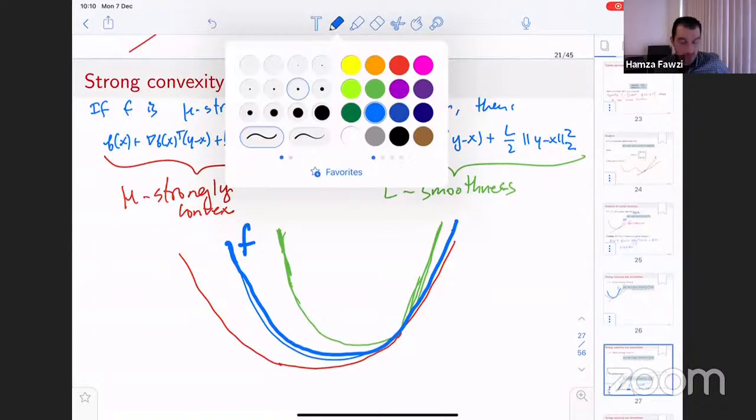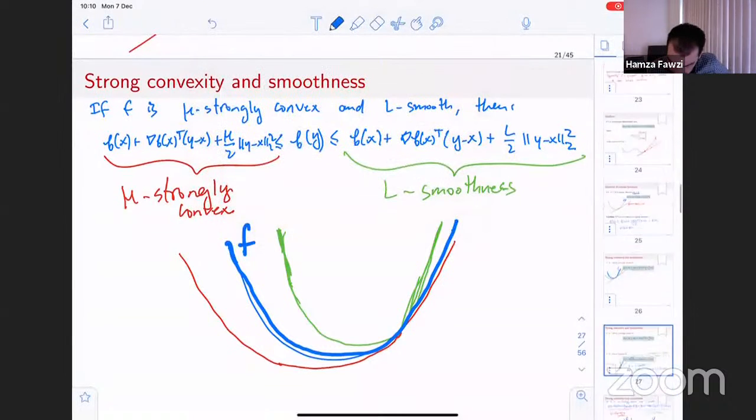So some functions are not mu strongly convex. For example, linear functions are not strongly convex. But some functions are, and we'll see this has an important implication for the convergence of something like the gradient method, as we will see this afternoon.